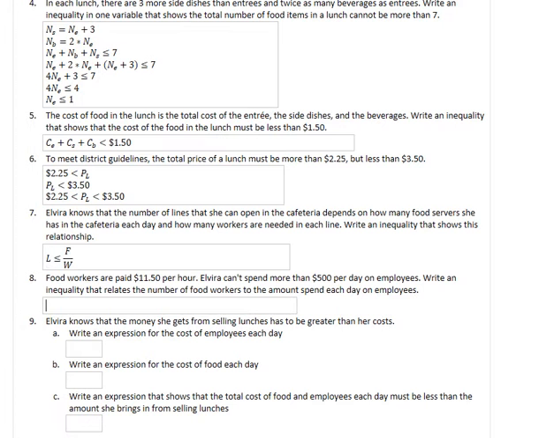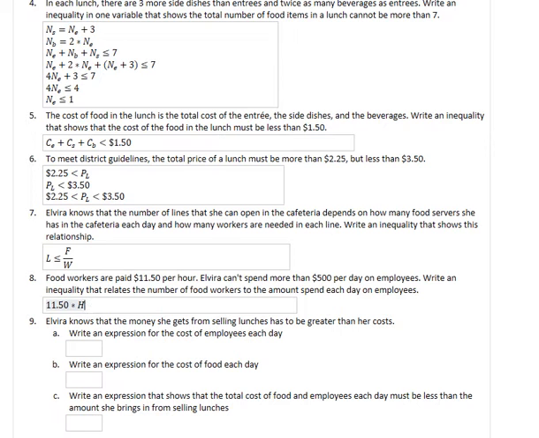Food workers are paid $11.50 an hour. That's pretty darn good. Elvira can't spend more than $500 per day on employees. Write an inequality that relates the number of food workers to the amount spent each day on employees. Okay. We have H being the number of hours that the servers can work. And then we have $11.50 because that is what they are paid per hour. Okay, so that's the number of hours. We have the number of hours that someone works times their hourly wage.